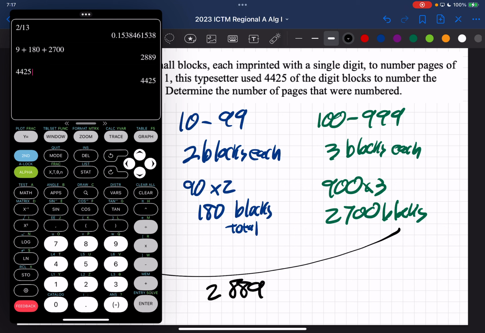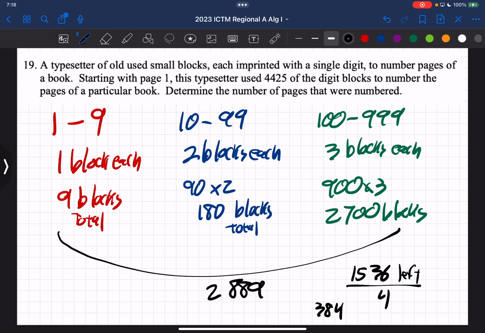So 4,425 minus 2,889. So this is how much is left. 1,536 left. And we have to divide that by 4 because now we're dealing with 4-digit numbers. And so we have 384. So how many pages? 1,383. Now it's a very subtle thing, but remember, we haven't counted 1,000. So that means we have to start with 1,000 and then go 1,001, 1,002. So that's why it's 1 less.